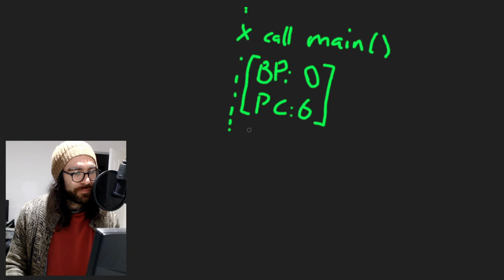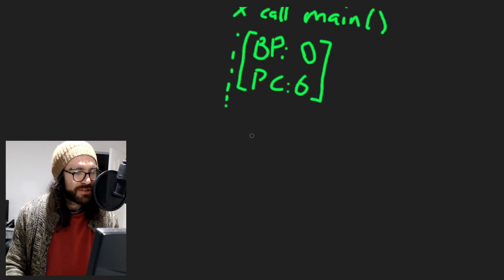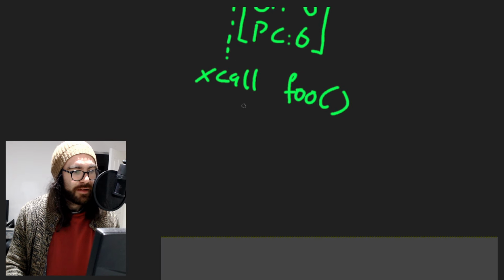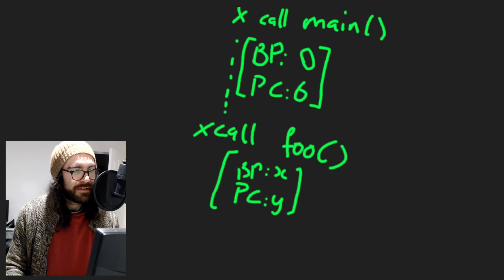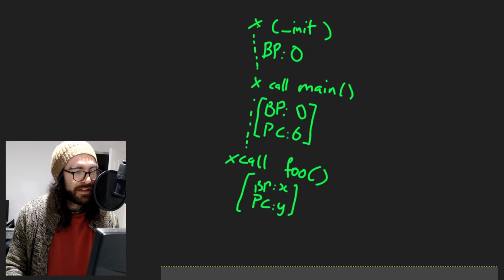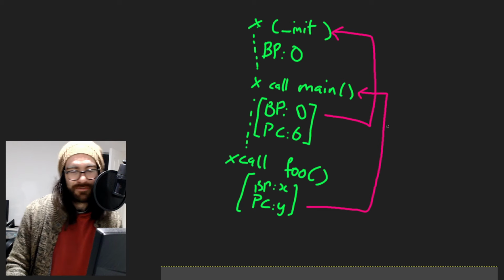So then we keep going. Now we're inside main, right? We've jumped up to main. We do normal function things, and at some point we call another function. Let's call it foo. At that point, the base pointer is going to be some X, and the program counter is going to be some Y. And this is actually going to correspond, let me use a second color because this is going to get confusing, this kind of corresponds to this function, and this kind of corresponds to this function, right?